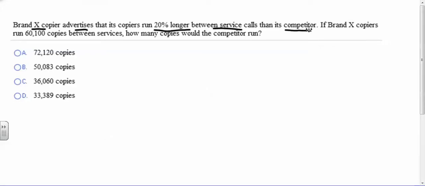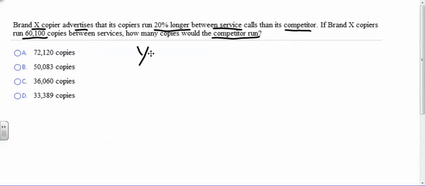It says if brand X copiers run 60,100 copies between service calls, how many copies would the competitor run? Well, we don't know the number of copies between service calls for the competitor, so that's an unknown, so we could let that be a variable. But we do know, at least how it's advertised, that brand X advertises that its copiers run 20% longer than the competitor. So why don't we assign a variable in this problem?